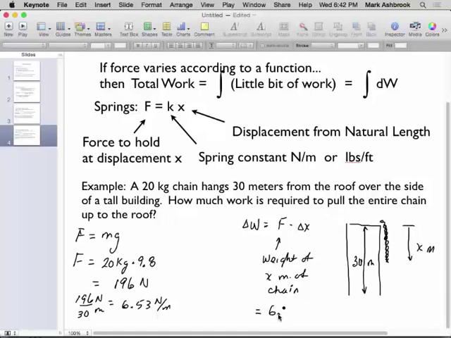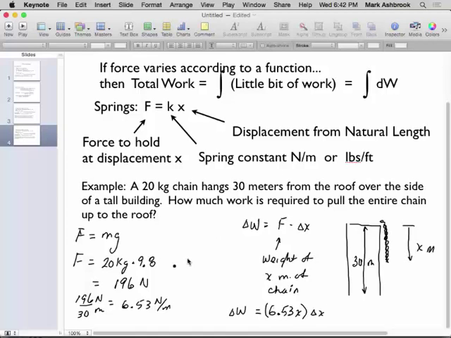6.53 x. It weighs 6.53 newtons for every meter, and we've got x meters of it. So that's the weight of x meters of the chain. And how far are we pulling it up? Delta x, we're just going to move it up a little bit. And that's going to be our a little bit of work. When x meters is hanging over the edge, the little amount of work you have to do to pull it up a little bit is its weight, or the force, times the distance.